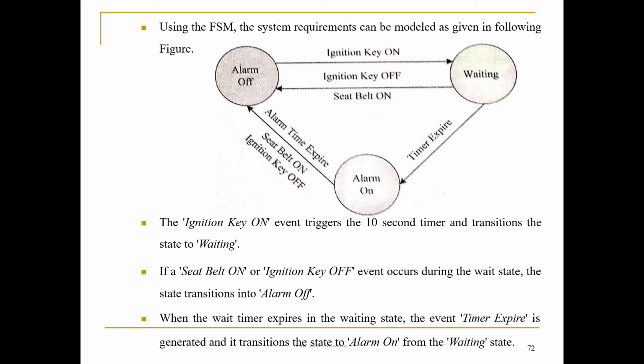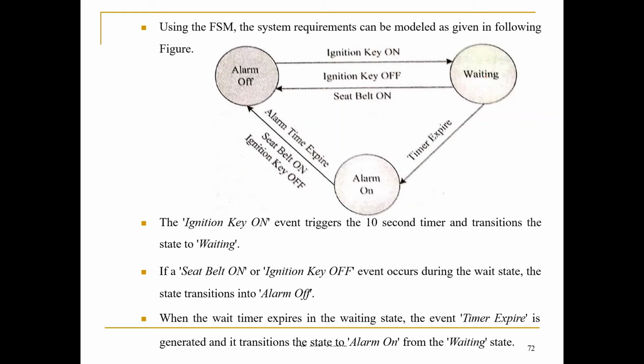Suppose your alarm is on and you have turned on the key and your system is in the waiting state. Then if you want the alarm to be turned off, you can either fasten the seat belt or turn off the key. These are the events that are happening, which transition the states from one state to the other.